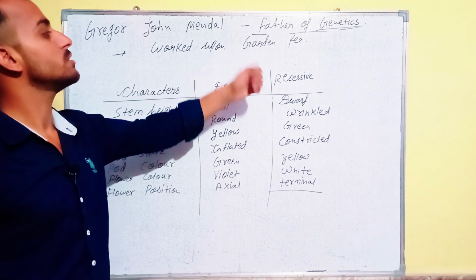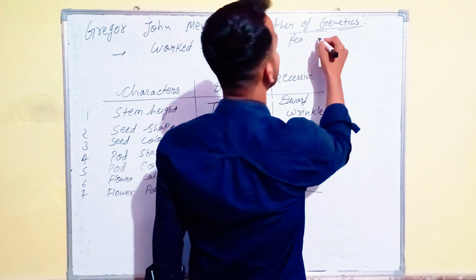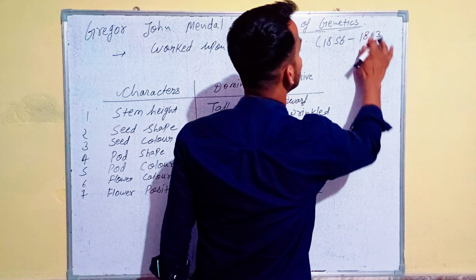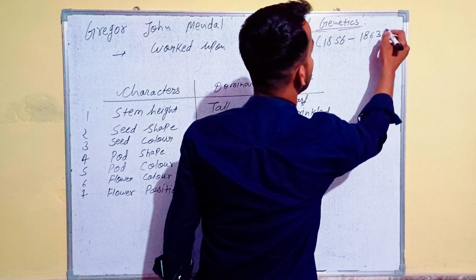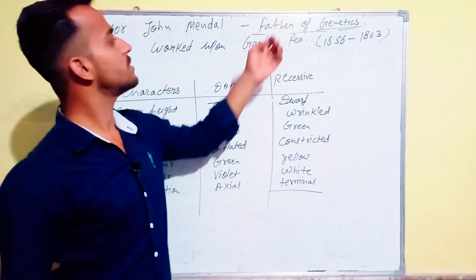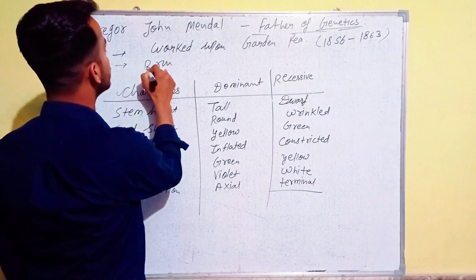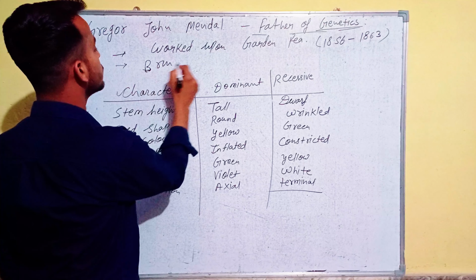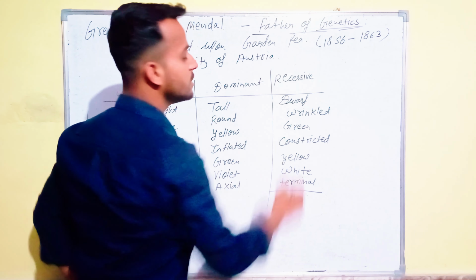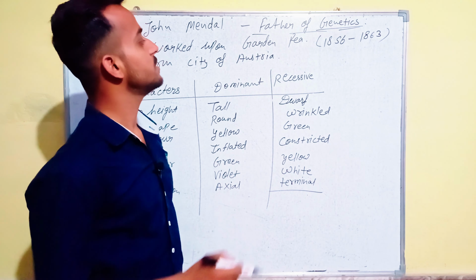Now Mendel worked upon garden pea. Mendel chose which plant? Garden pea, and he worked upon garden pea from 1856 to 1863. This is very important: 1856 to 1863. Mendel was born in Brunn city of Austria, and he was a father in church, also a mathematician and a botanist.